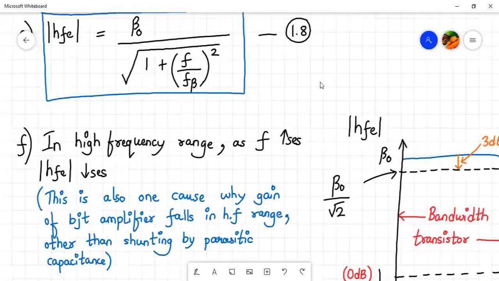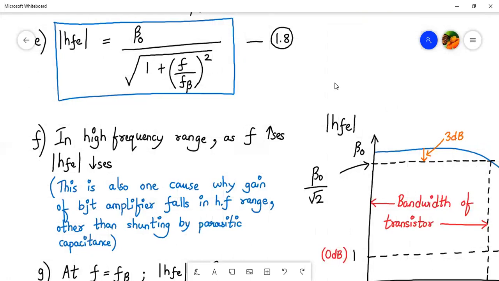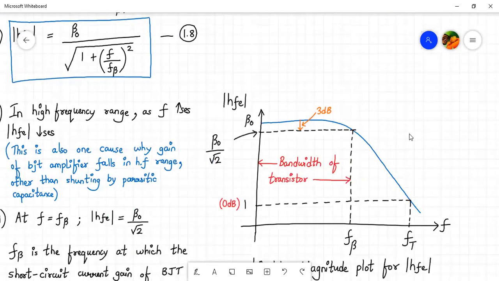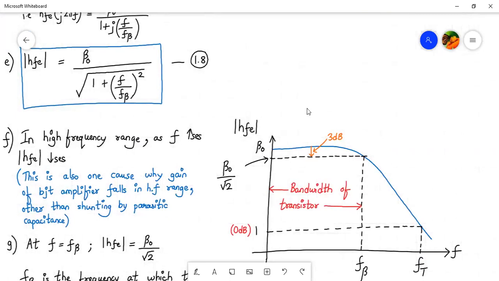So magnitude response, if we plot it, that is what we will get. Let me just slightly zoom out a little. Okay, yeah, I have zoomed it out. So over here, concentrate on equation number 1.8, right? What does it tell you? It tells you that HFE is a function of frequency. And when you go to higher and higher frequencies, you will reach a beta cutoff frequency. And beta naught is the midband value of HFE. When you go to beta naught upon root 2, that is 3 dB down, you can calculate f beta.